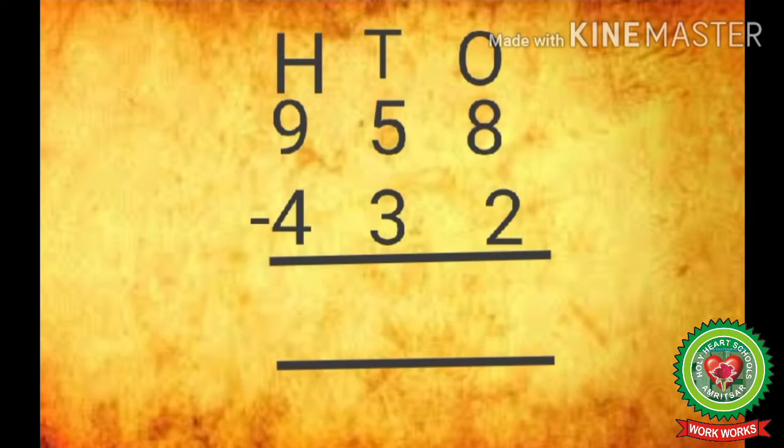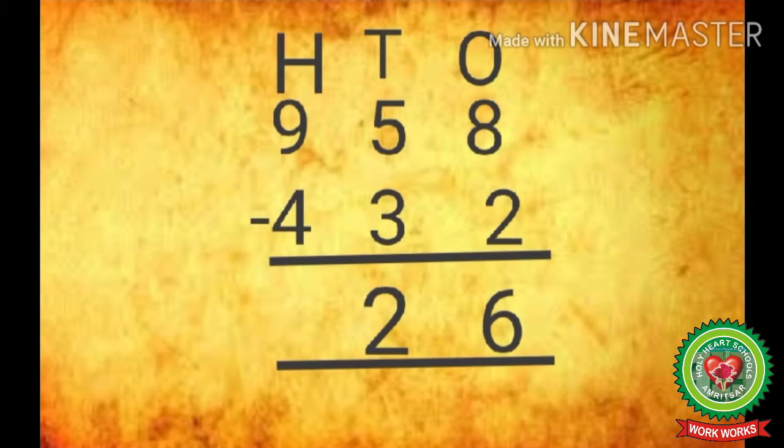Now what comes after 2? 3, 4, 5, 6, 7, 8. So the answer is 6 and we will write 6 under ones. Now the next is 5 minus 3. It means we have to start counting after 3 and stop at 5. Now what comes after 3? 4, 5. So the answer is 2. We will write 2 under tens.